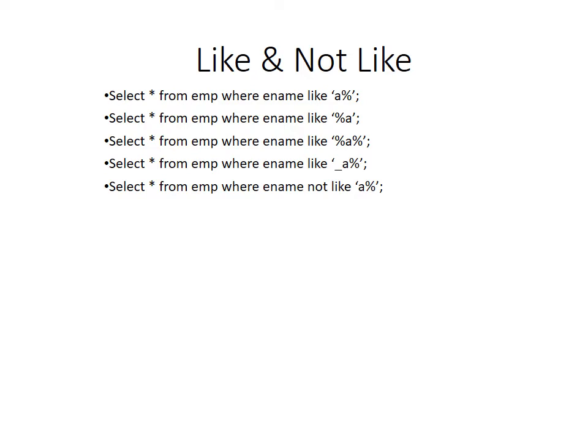Next example, select star from EMP where ename like '_a%'. Underscore indicates a single character. That means in this case, in that employee name, the second character should be a. Whatever be the first character, second character should be a. Now the last one, select star from EMP where ename not like, exactly the reverse of the first one.